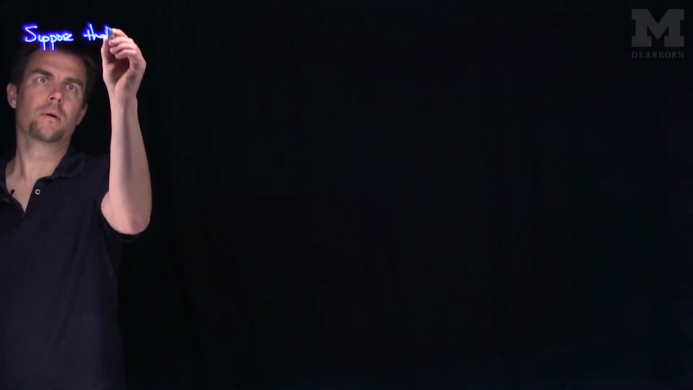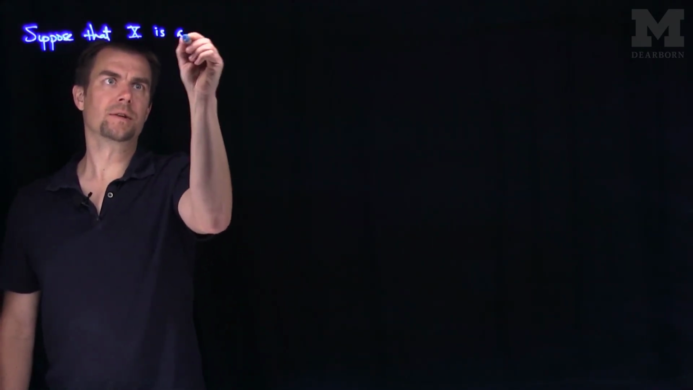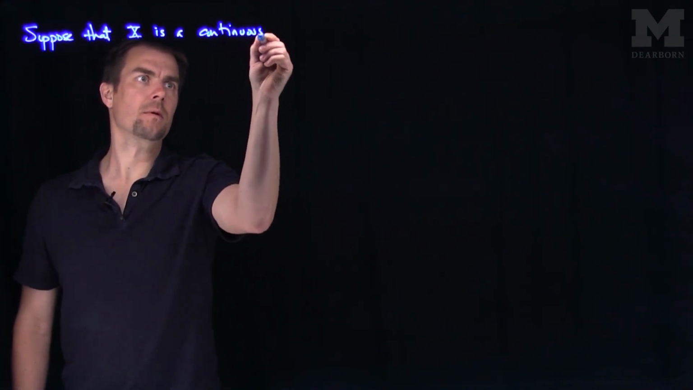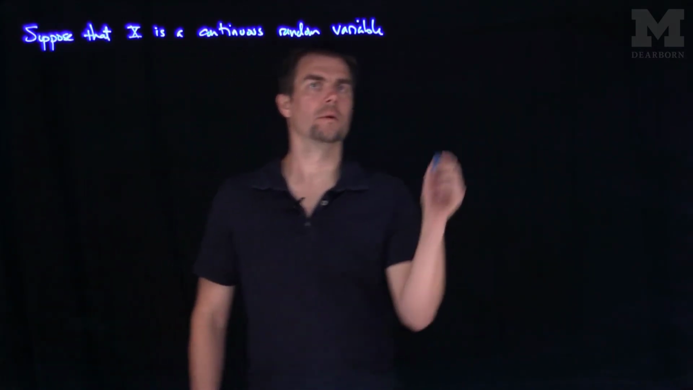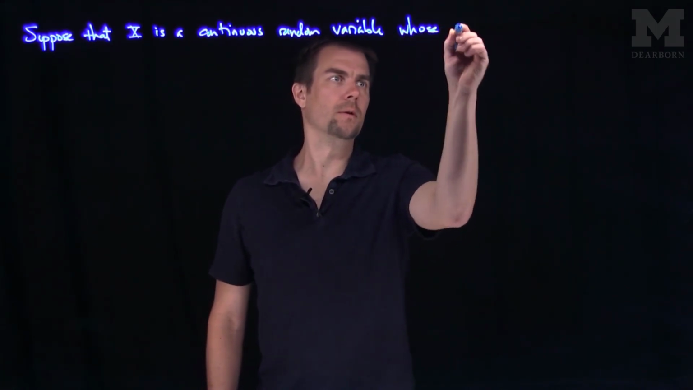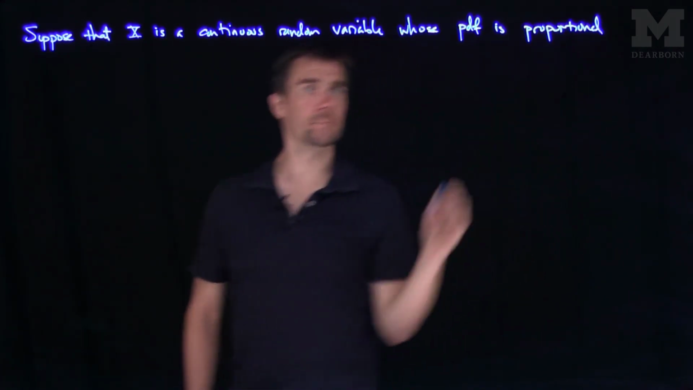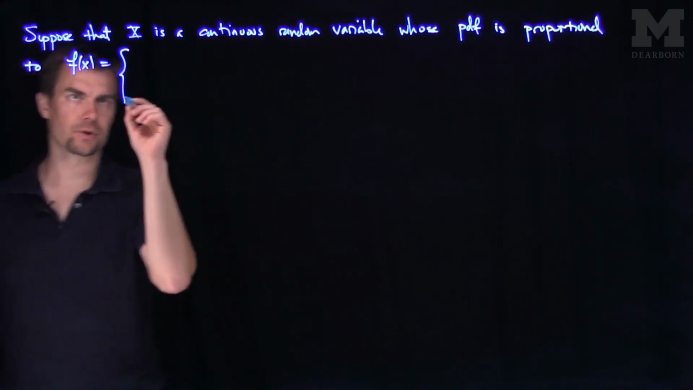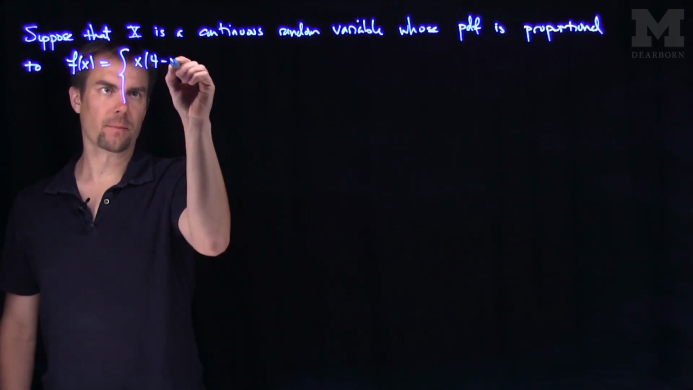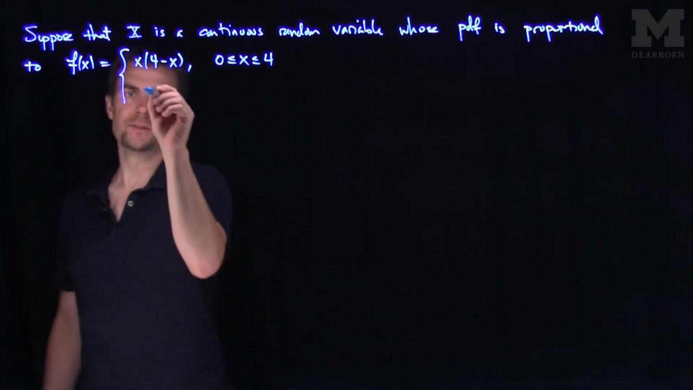Let's suppose that X is a continuous random variable whose PDF is proportional to f of x, the function x times 4 minus x for x between 0 and 4, and 0 otherwise.